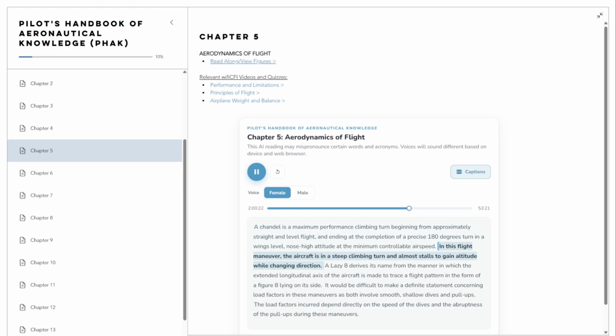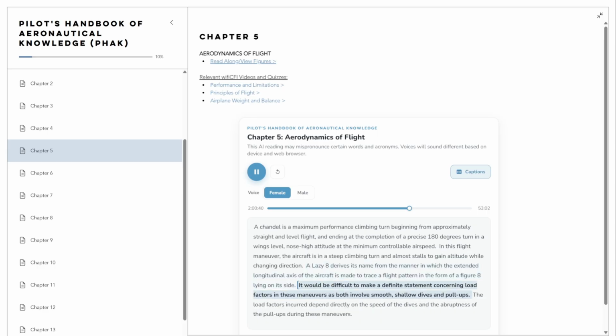In this flight maneuver, the aircraft is in a steep climbing turn and almost stalls to gain altitude while changing direction. A lazy 8 derives its name from the manner in which the extended longitudinal axis of the aircraft is made to trace a flight pattern in the form of a figure 8 lying on its side.